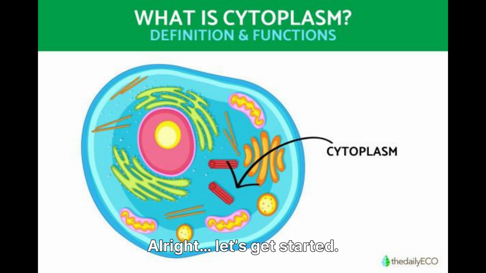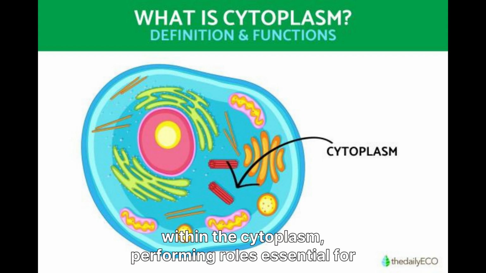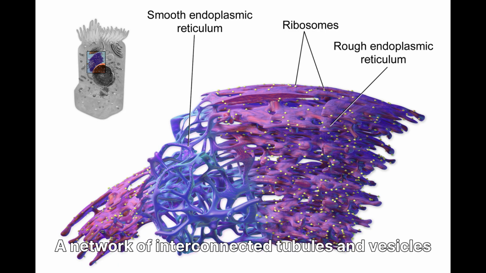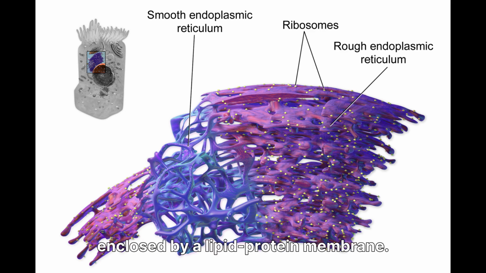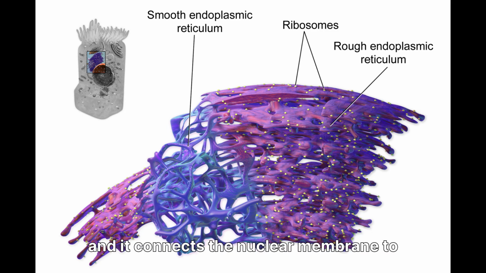Alright, let's get started. Organelles in the cytoplasm. Cytoplasmic organelles are specialized cellular structures embedded within the cytoplasm, performing roles essential for life. 1. Endoplasmic reticulum, a network of interconnected tubules and vesicles enclosed by a lipid-protein membrane. Its inner space contains the endoplasmic matrix, and it connects the nuclear membrane to the cell membrane.